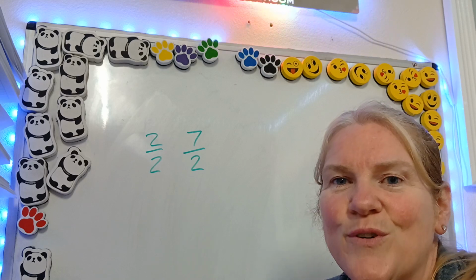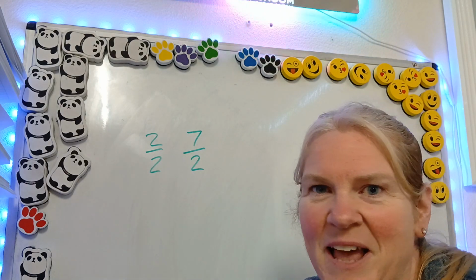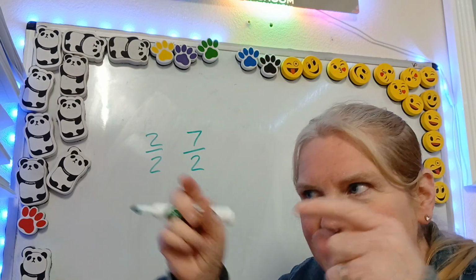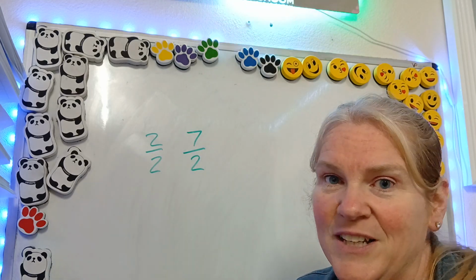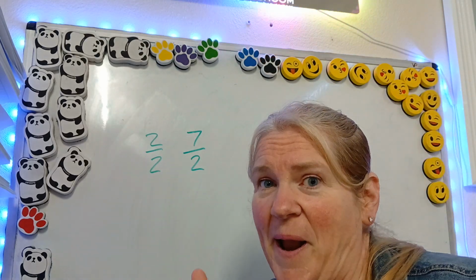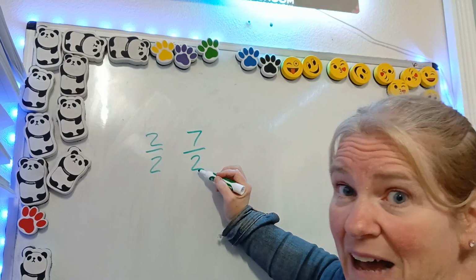If you've got 5/5, that's the whole pizza. They're just cut into 5 slices. If you've 8/8, you've got the whole pizza. You've just got it sliced into 8 pieces. So the pieces are getting smaller and smaller. If they're half-size pizzas, yay, but you still have the whole pizza. So I have got 7 halves here.